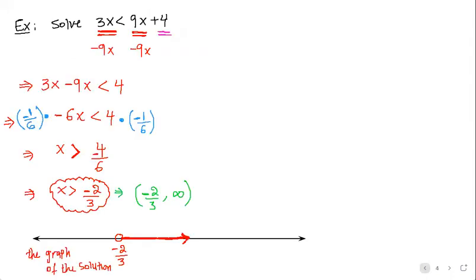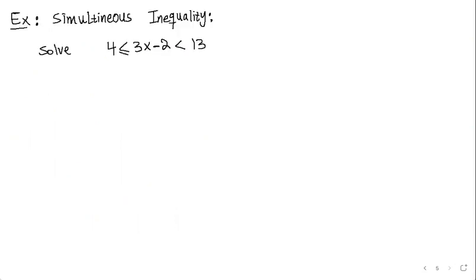For a linear inequality like this, we move all the variables to one side and the numbers to the other side. But here we have two inequalities at the same time, less than or equal and less than. So how can we do this inequality? How can we solve these things? Any idea?